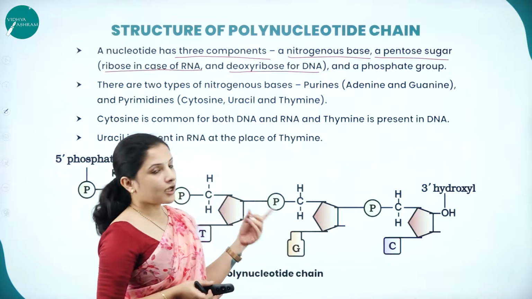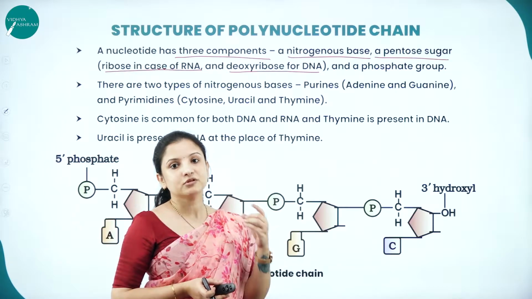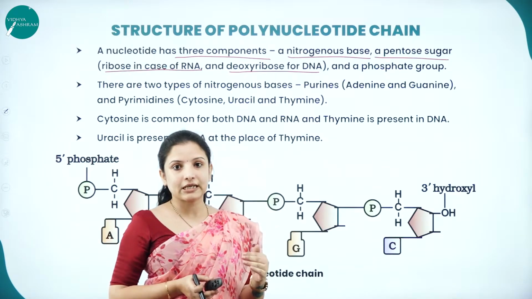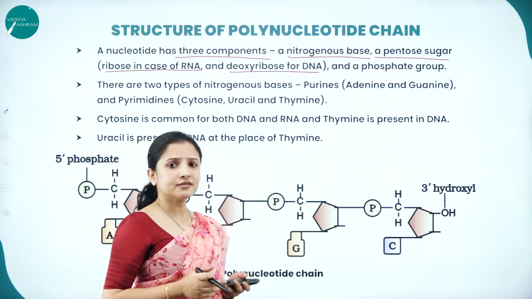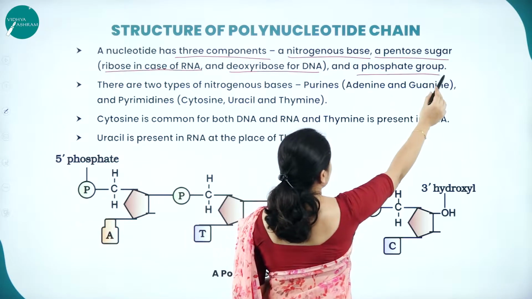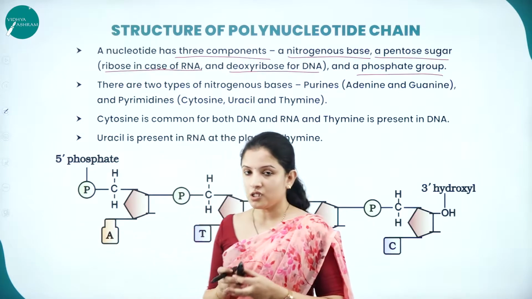So, therefore, what type of pentose sugar is DNA made up of? It is made up of a deoxyribose pentose sugar. That is why it is called DNA, deoxyribose nucleic acid, and it is made up of a phosphate group. This phosphate group is the one that actually forms the backbone of the DNA.